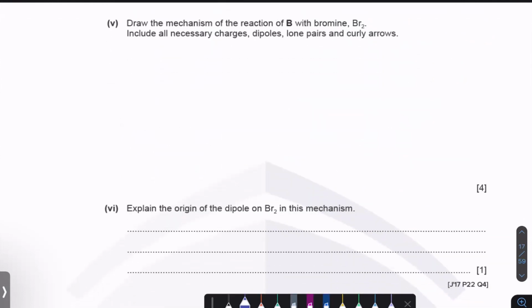Draw the mechanism of reaction of B. Again, what is B? B is this compound. I have made this one, you can make another, it doesn't matter. You could have simply moved this here. It could be trans also. As such, it doesn't make a difference in this particular compound. And we have to show the mechanism.